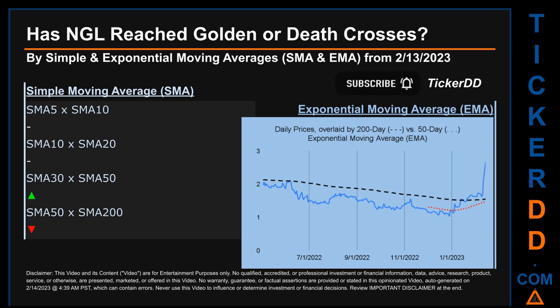For simple moving average, by comparing 50 to 200 days, we found a bearish death cross signal because the 50-day SMA crossed below the 200-day.